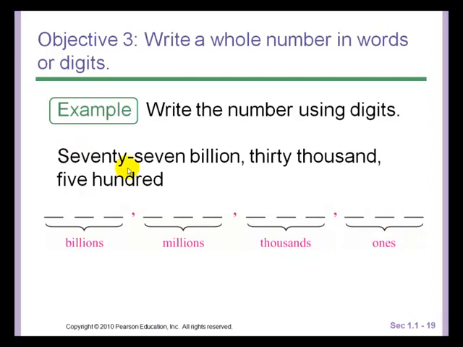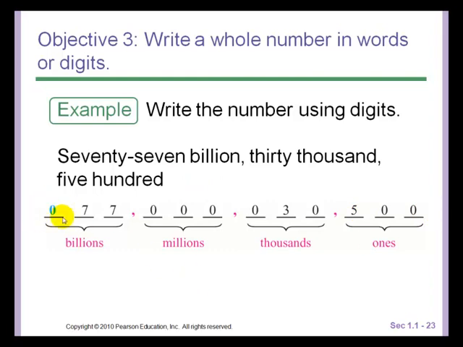So we started with 77 billion, so we write 77 billion. We're going to start with this 0 here for now just to fill in all our places. We'll see what happens to that in a minute. There are no millions in the number, so we put zeros there. They have to be there, because you need places in the place value system. Next would be thousands. We have 30,000, so we put 30 thousands. And then 500. Again, notice we don't say 500 ones, we just say 500.